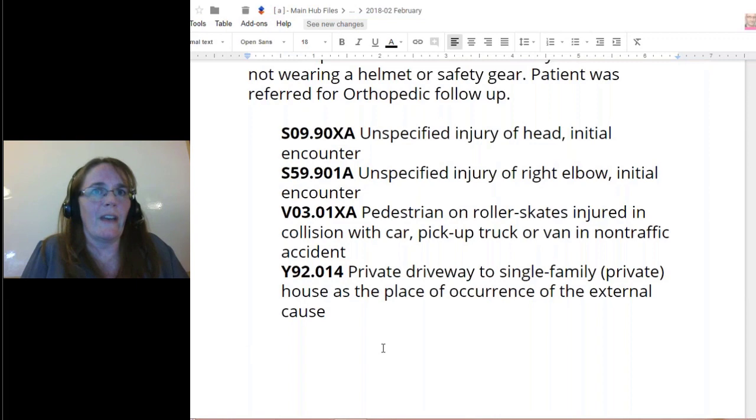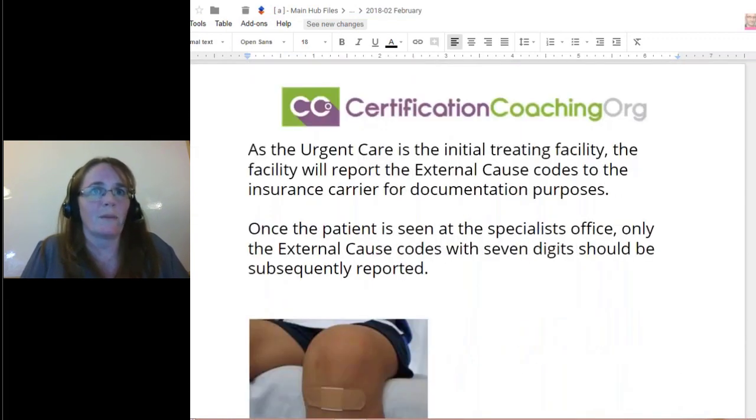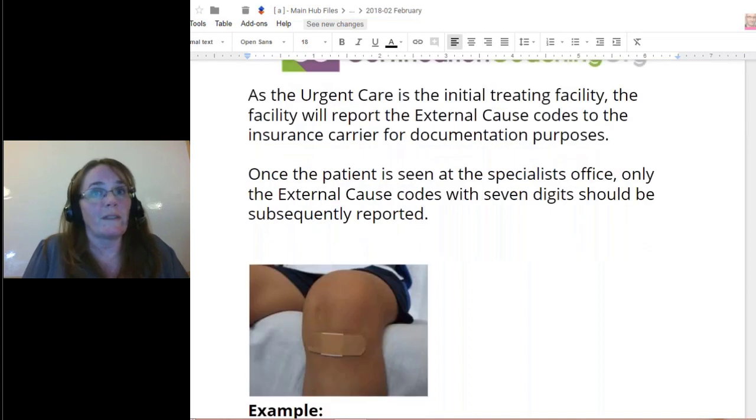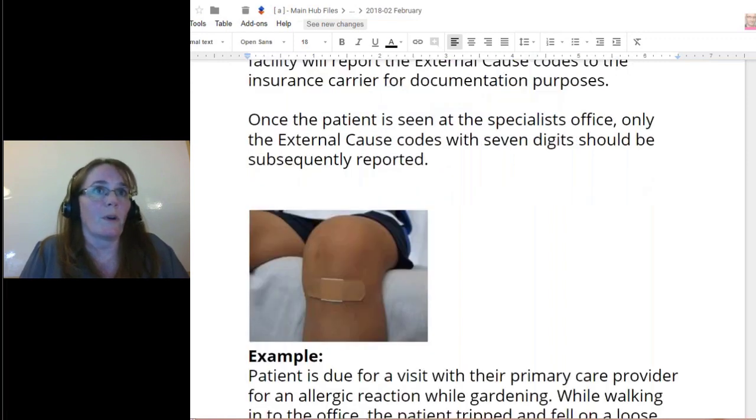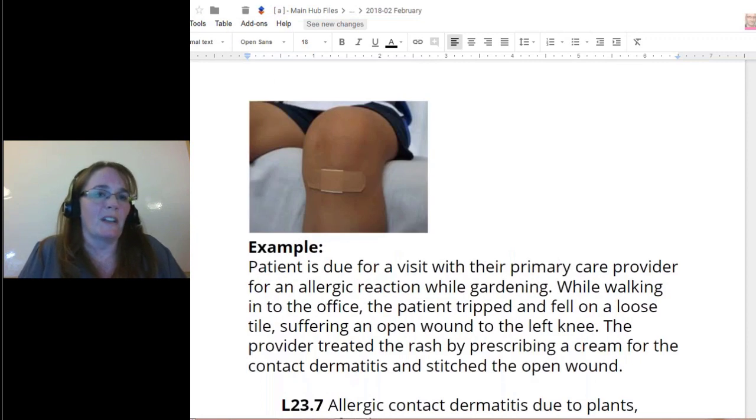Our provider evaluated the patient with these injuries and asked them to follow up with a specialist if there are still any problems. As the urgent care is where the family sought the initial treatment, that facility is going to report the external cause codes to the insurance carrier for documentation purposes. But once that patient goes to the specialist's office, you would only report the external cause codes with the 7 digits subsequently. So we would not include on another encounter that it happened in the driveway.